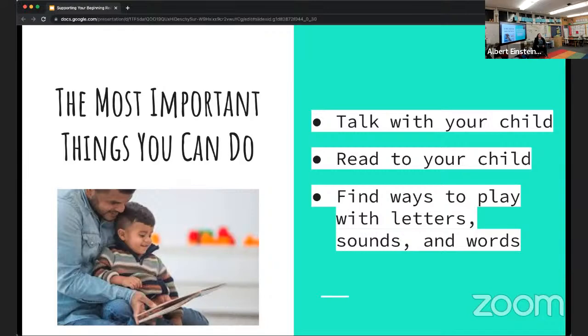And then find ways to play with sounds and letters and make it fun and enjoyable. Let them know that you like it, that it's fun for you. Set that example for them. If you're doing those things, I mean, you can always do more. You can always do a lot of the things that we talked about. But if you're doing these things, it is a huge, huge help for your child becoming a reader and building those skills.